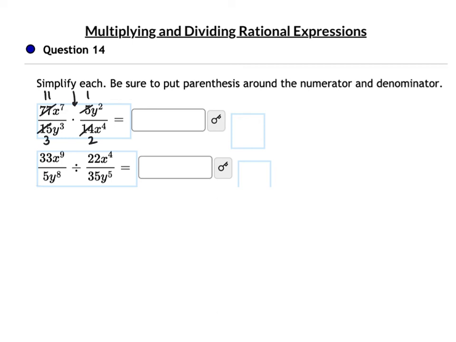X's will cancel. I'll cancel 4 here and 4 here. There's going to be an x cubed left in the numerator. I'll cancel 2 y's, and y cubed will be y to the first. I don't need to put the 1. My answer then is 11x cubed over, now 2 times 3 will be 6y.